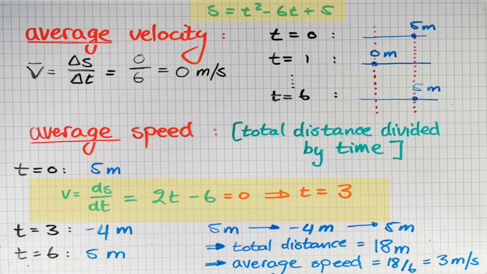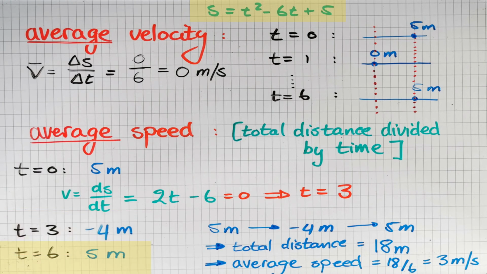So we know it starts at 5 meters, then it moves for 3 seconds in one direction. We take that t equal to 3 seconds, we plug it into our position equation, and we see at t equal to 3, it is at minus 4 meters. Then we know it turned around and it's moving back to 5 meters when t is equal to 6.